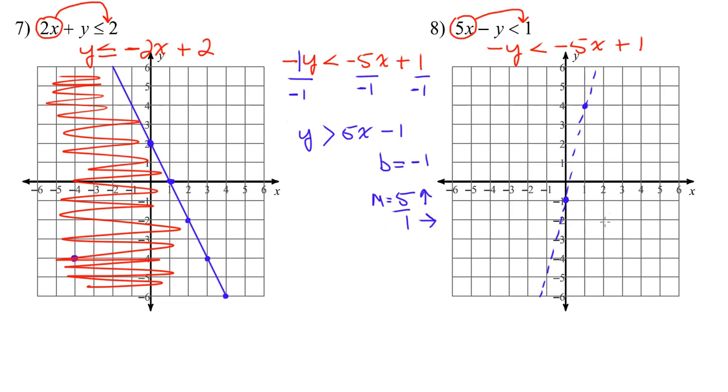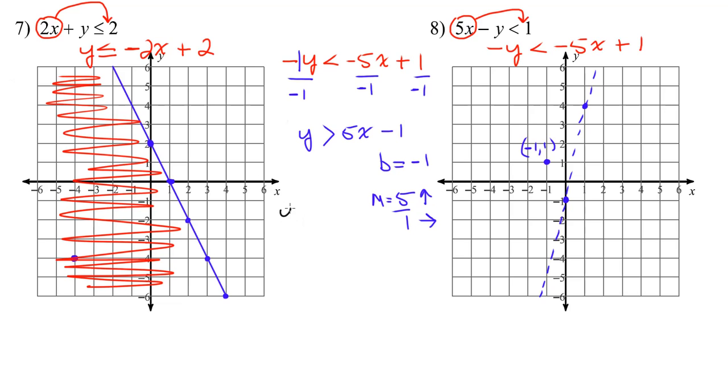So last thing, we need to shade. It is y is greater than 5x minus 1. We would need to shade above, which in this case would be to the left of the line. Once again, if you're not sure, pick a point. It's kind of close to (0, 0), so I wouldn't pick that. So how about (-1, +1)? Right here. Let's plug that in and see what we get.